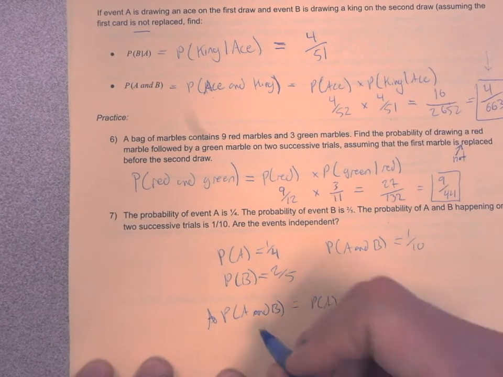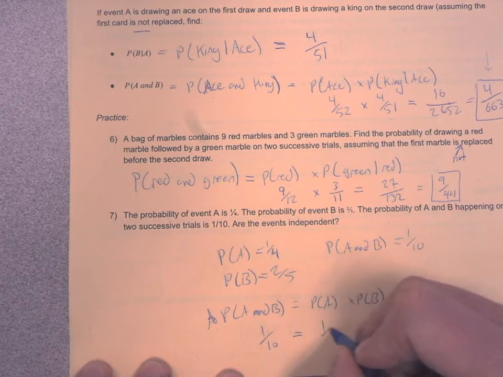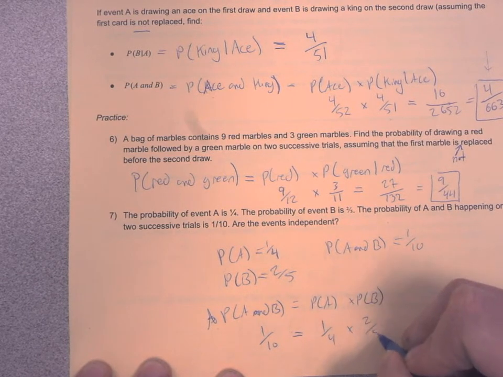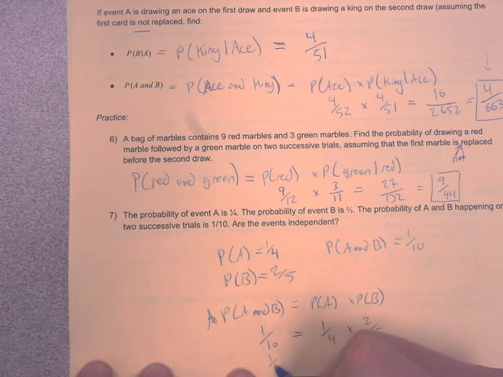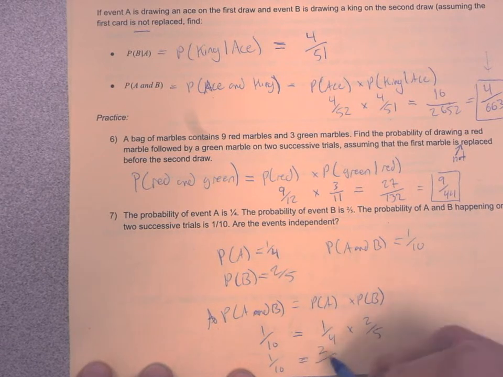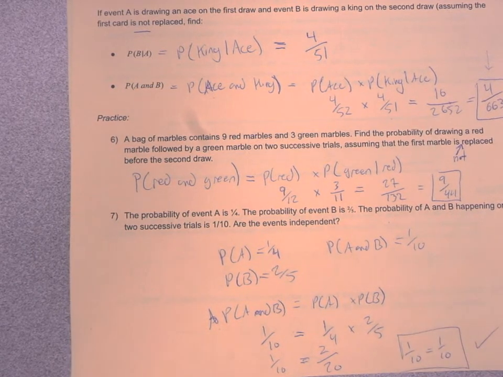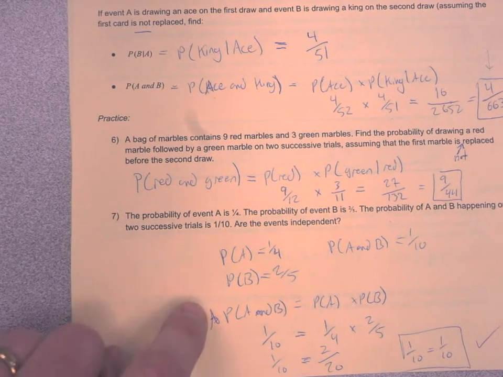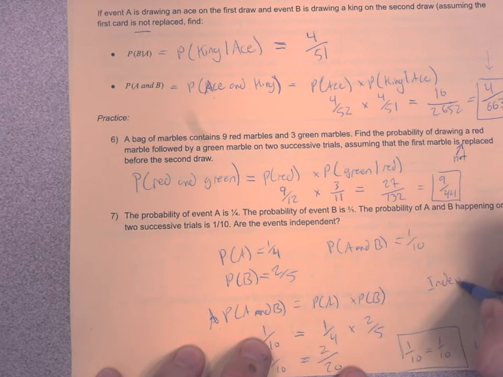So probability of A and B was 1 out of 10, 1 over 10. Probability of A is 1/4. Probability of B is 2/5. So if I were to multiply on the right-hand side, I'm going to get 1 times 2, which is 2, over 4 times 5, which is 20. And since 2 over 20 simplifies to 1 over 10, this is actually a true statement. So this is actually true in this case, which means these events must be independent.